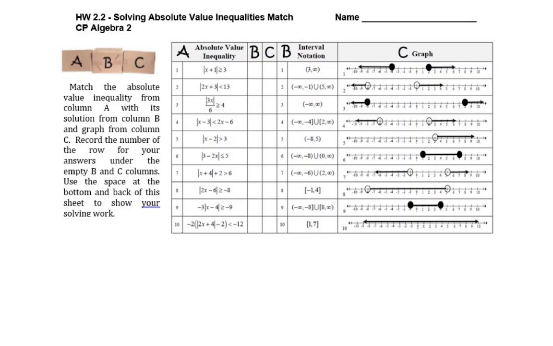What's going to happen here is we're going to solve number 10 just like it's a problem, although it's a little bit of a tricky problem. And then we're just going to match it to its appropriate interval here in column B, and then match it to the appropriate graph here in column C. So it just becomes like a little matching activity. All right. What do we have?